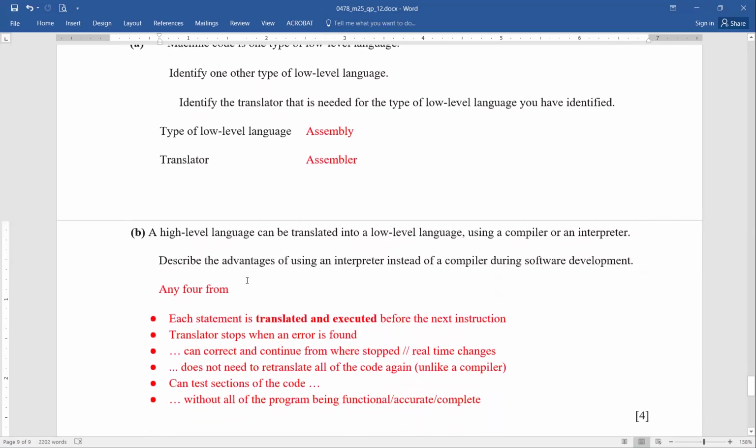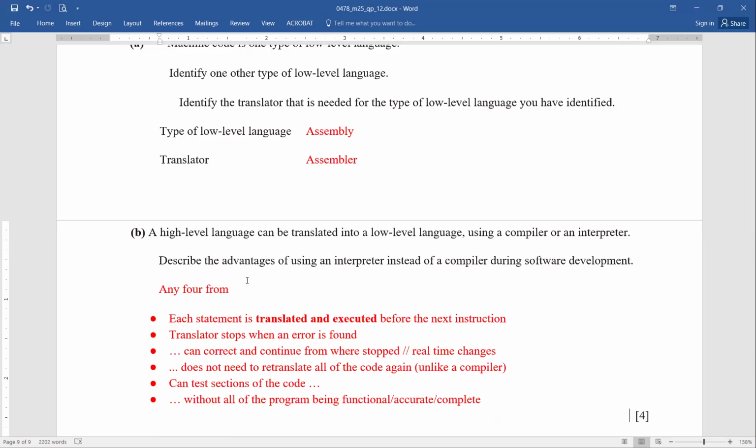See, it's so easy. Because you know that translation by a compiler means it is translating the entire program in one go into machine language. While if you talk about the interpreter, it's translating each statement and executing it before the next instruction is translated or executed. It means it is taking one statement, translating it and executing it. And it stops. The interpreter stops when an error is found.